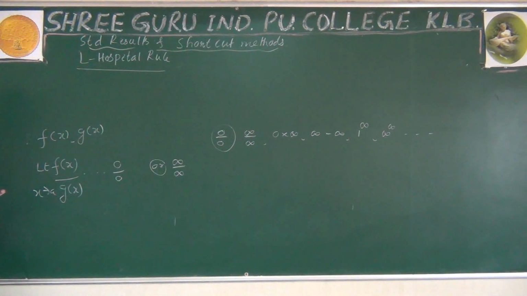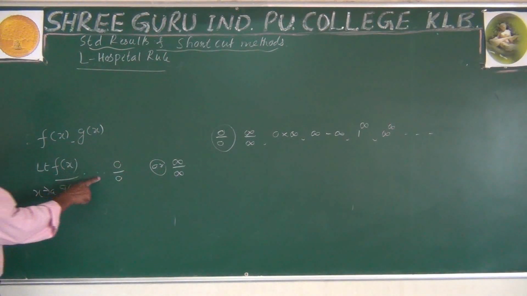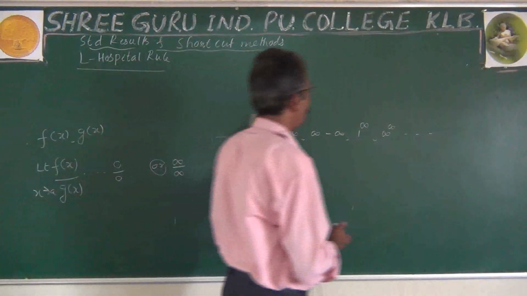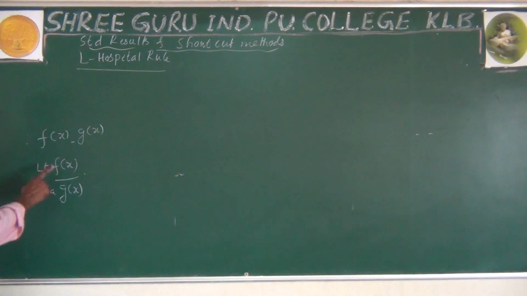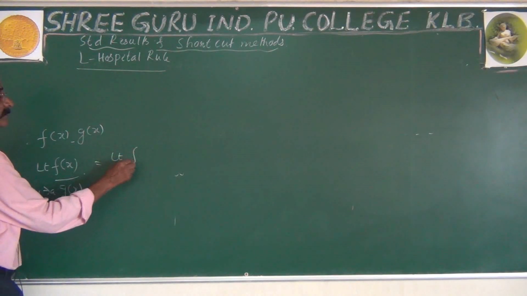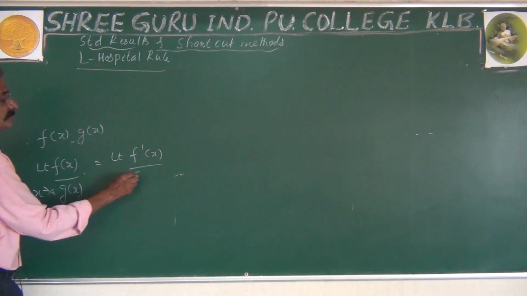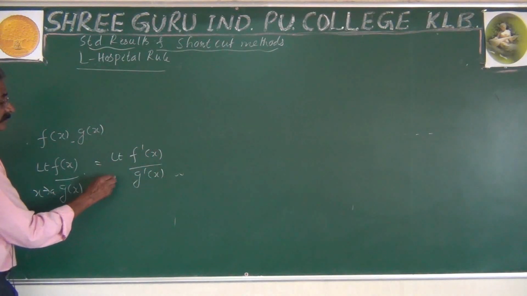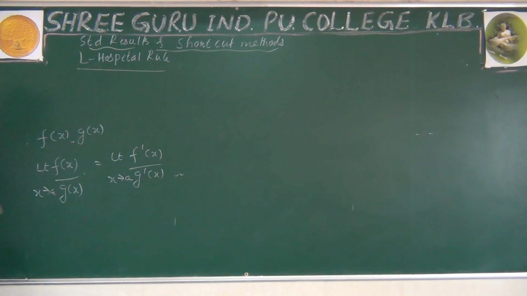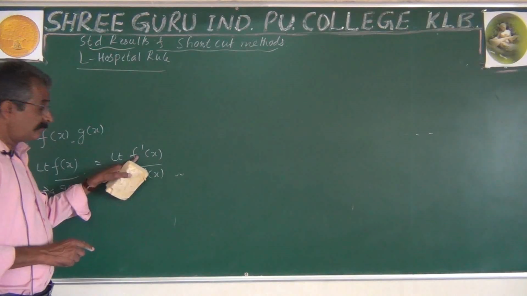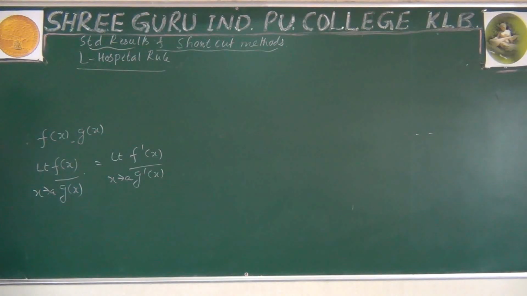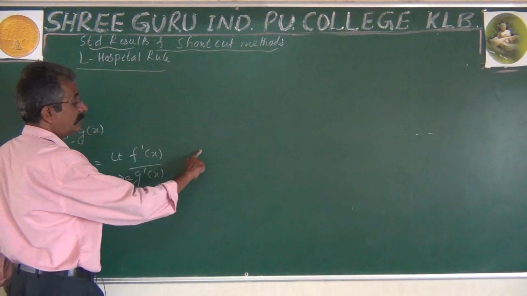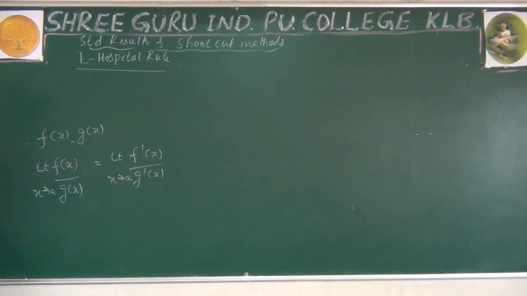So if our limit is tending to either 0 by 0 form or infinity by infinity form, now L'Hospital rule says you can differentiate the numerator separately, the denominator separately. That is, limit f dash x divided by g dash x as x tends to a, provided f dash of a by g dash of a does not become either 0 by 0 form or infinity by infinity form.